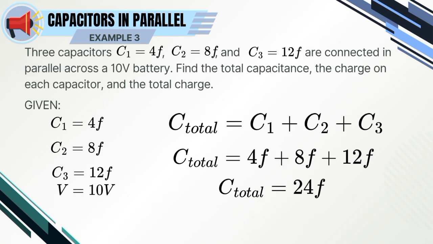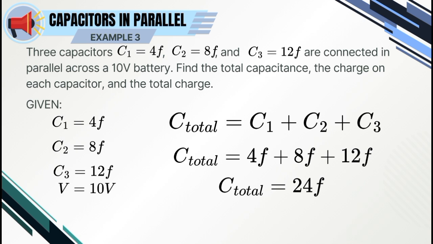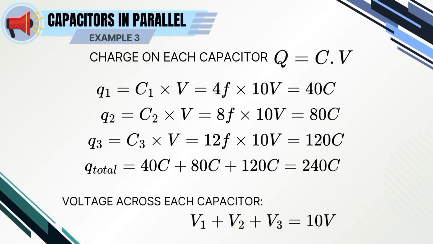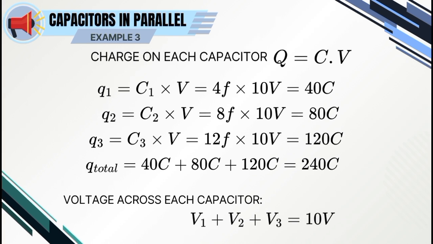For example number 3, again, these are the givens. For the total capacitance, just sum all the capacitors and we will come up with 24 farads. For the charge on each capacitor, charge 1 is equal to 40 coulomb. For the charge 2 is equal to 80 coulomb. For the charge 3 is equal to 120 coulomb.